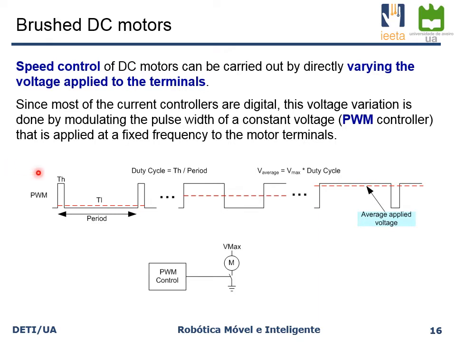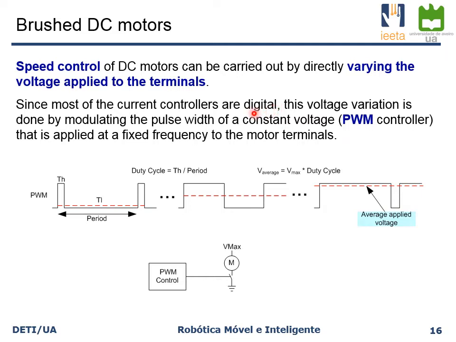One of the potentially interesting parts of the brushed DC motors is that the speed control of the DC motor can be easily done by varying the voltage applied to the terminals, which means that if you vary the voltage applied to the terminals, you are also changing the amount of energy that you provide to the motor, and therefore the velocity of the motor will change. In practice today, this is not done in this way, since most of the current controllers for the brushed DC motors are digital. And therefore, we are not changing linearly the voltage applied to the motor.